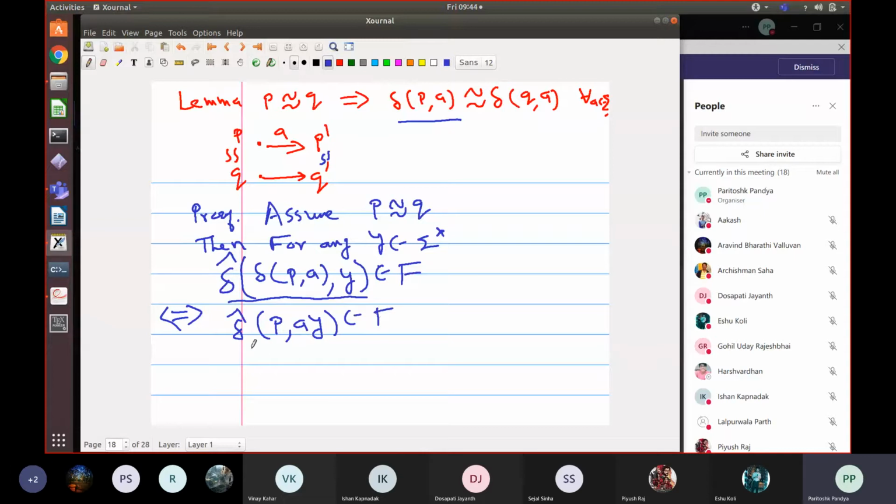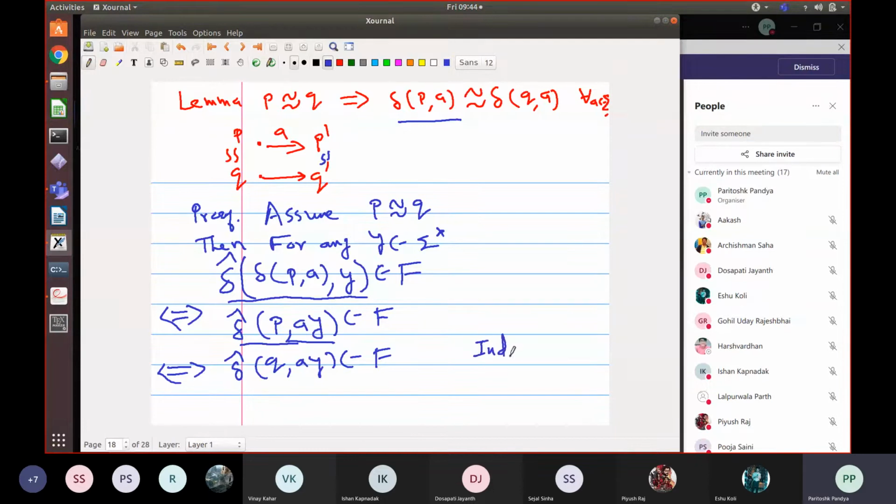Right? This blue thing is equivalent to this blue thing. Right? This is by the property of delta hat. You know this. And this is equivalent to delta hat of Q on AY belongs to F. Why is this the case?